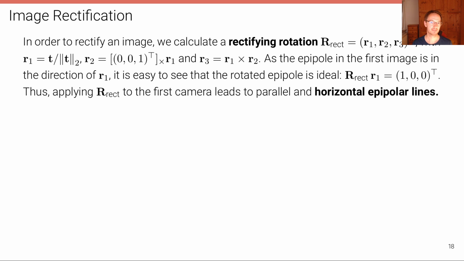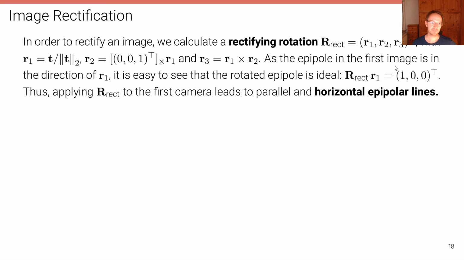Right. So this is one choice. There are more choices, but this is the simplest and the best choice if the cameras are already roughly aligned. And we'll see an illustration of this on the next slide.